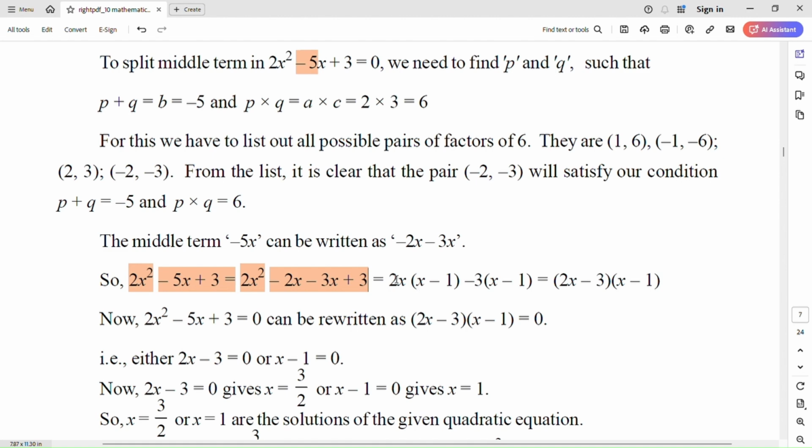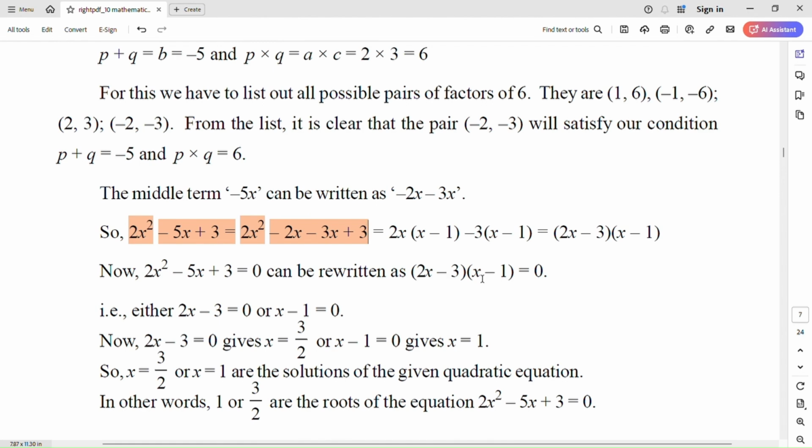And from these two terms, this is first term, this is second term, I can take x minus 1 common. If I take x minus 1 as common, then I am left with 2x minus 3. So I factorized it into product of two numbers, right? So this can be written as 2x minus 3 into x minus 1 equal to 0.